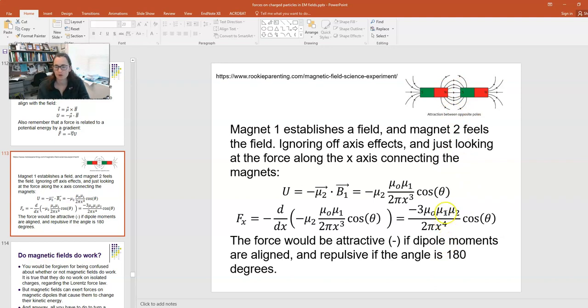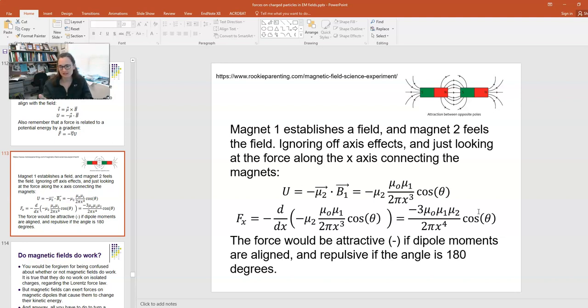Okay, so this force here will be attractive, negative, if the dipole moments are aligned with one another. In other words, if cosine theta is cosine of 0, which is 1. They'll be repulsive if the angle is 180 degrees, if they're anti-parallel. So that's where the source of the attraction versus the repulsion between these two magnets comes from. That's the source of that force, okay? And it's a decent approximation to help explain the attraction or repulsion of magnets from one another, okay?